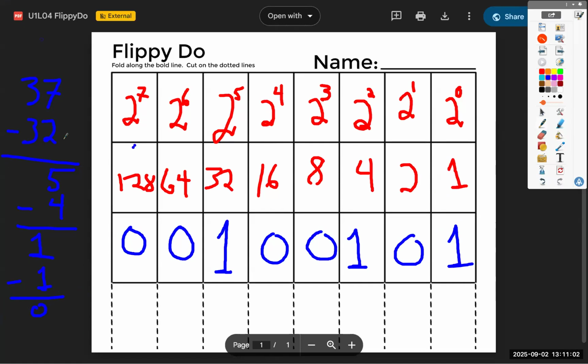Okay. If this was 38, and we subtracted 32, we would have had 6. We subtracted 4, we would have had 2. And then we would have had the 2, this digit. 2 minus 2 would leave 0. And when we got to here, we would already be at 0. So it's just whenever you run to 0, that is the case.